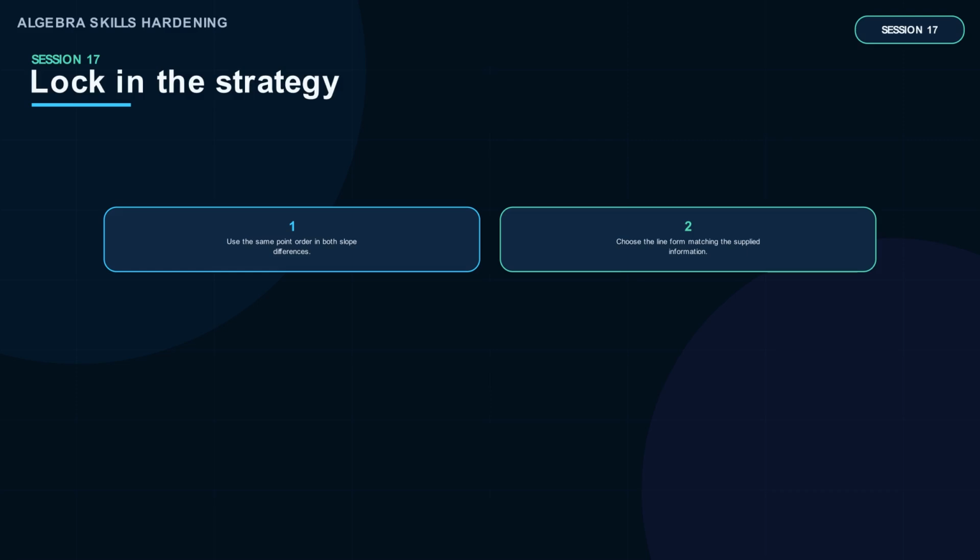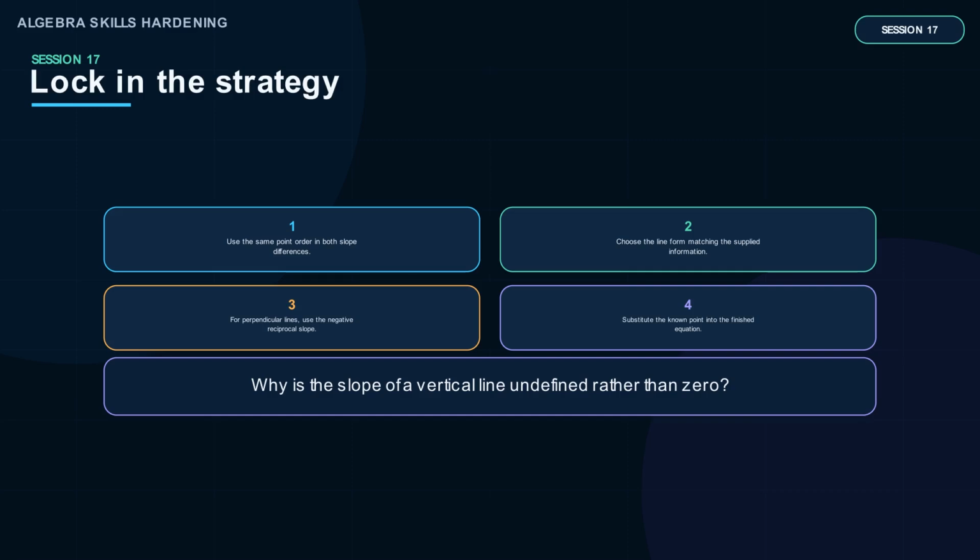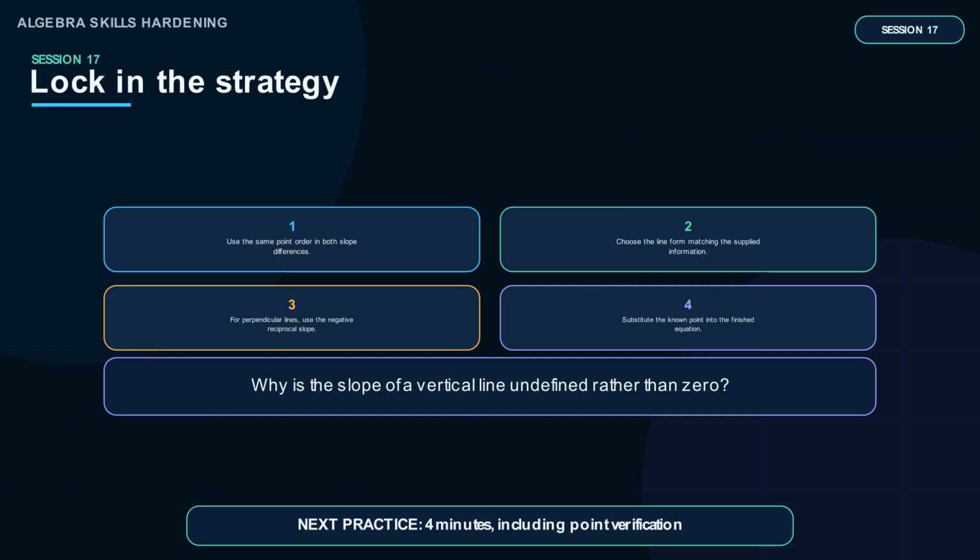The central message is, calculate slope with consistent subtraction order. Combine it with the discipline to move among slope-intercept, point-slope, and standard forms. Finish by remembering to write parallel and perpendicular line equations. This turns a calculated result into a justified answer. Reflection. Why is the slope of a vertical line undefined rather than zero? Name the error specifically so you can interrupt it next time. Practice one fresh problem within 4 minutes, including point verification. Keep the work readable, check it independently, and carry the routine forward.